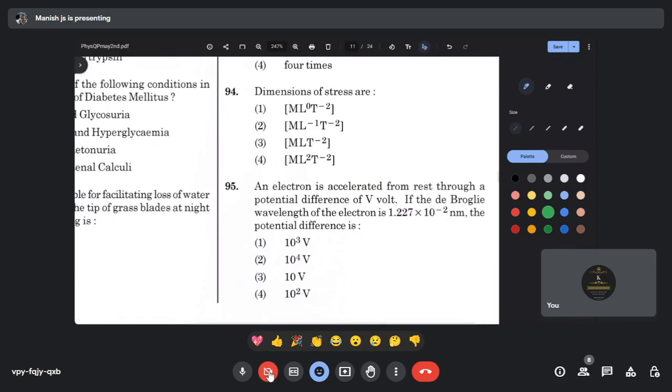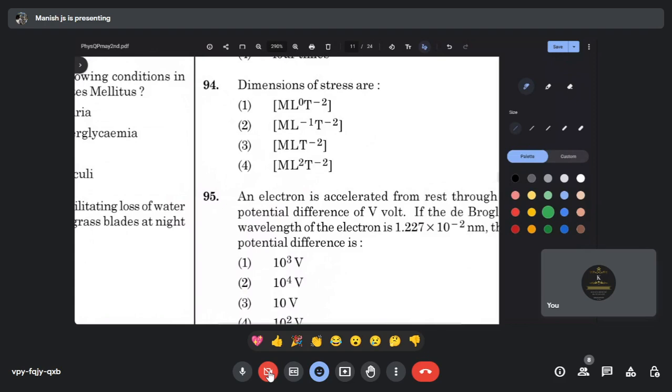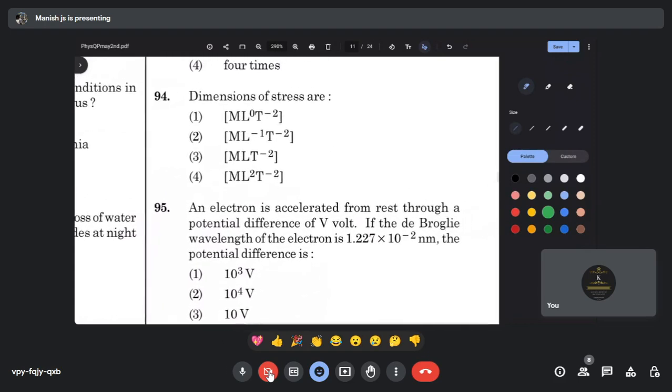Okay. Next, question number 94. Dimensions of stress. I think you know how to do this. What's the formula for stress, by the way? Force by area. Correct. So force upon area. Force has the dimensional formula MLT to the power minus 2, and area has the dimension L square. Simplify this and you would get the answer.